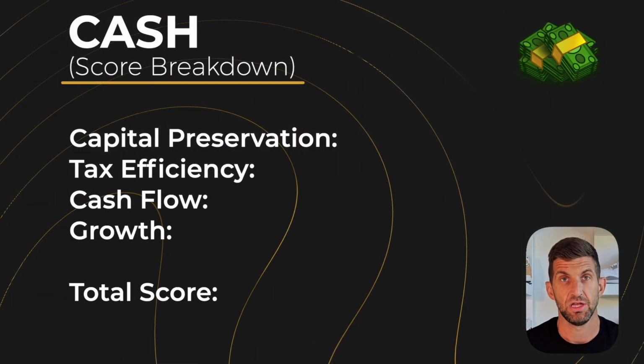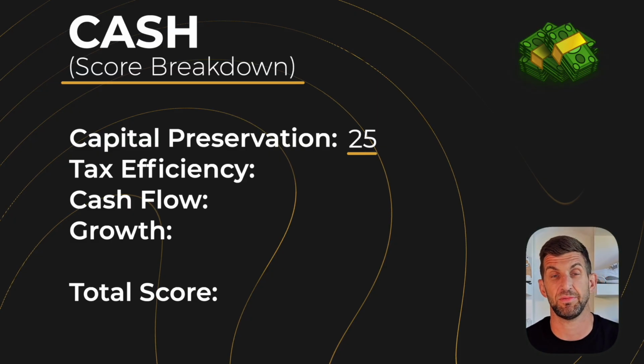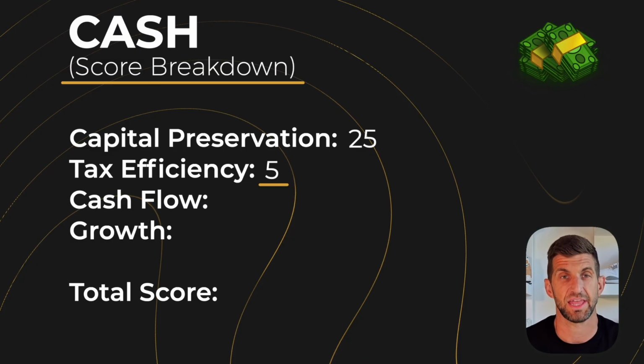So let's go through some options: cash, stocks, and real estate, and go through each of these 4 pieces of a potential investment. Cash. Well, for capital preservation, it's a pretty high score. So let's go with 25 for capital preservation for cash. Tax efficiency. You'll be taxed on it when you initially made it, but there are no tax advantages to cash. You're not going to be able to do depreciation or anything like that. So we'll give a tax efficiency score of 5 for cash.